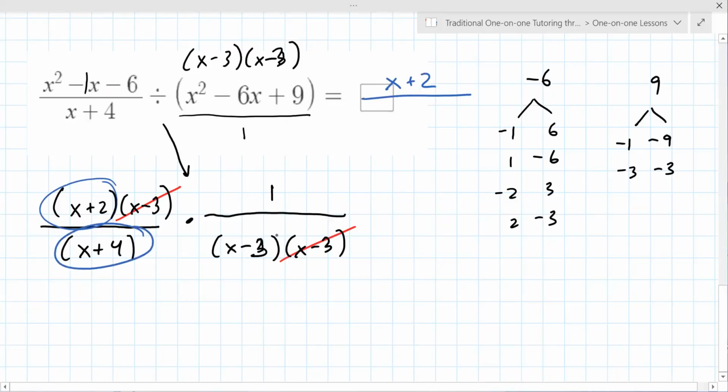You're left over with x plus 4 and x minus 3. And it's okay to leave it in factored form like this, but that is your final answer for this one. So it does not always produce a number. Sometimes it actually produces another quotient.